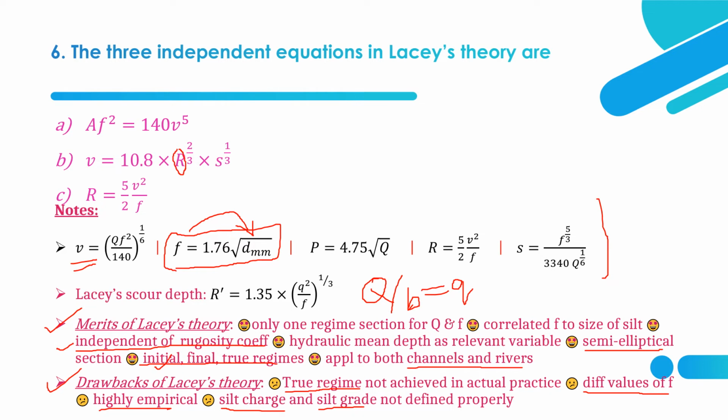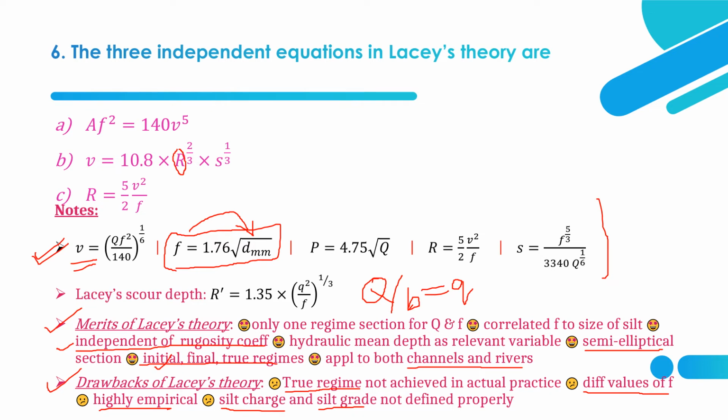Silt charge is nothing but weight of silt per unit volume of water. In case of silt grade, it means type and size of silt. Silt grade means we are not considering the gradation; we are considering only the type and size of silt. But these definitions are not defined properly while arriving at these formulas in Lacey's theory. So these are some drawbacks of Lacey's theory.